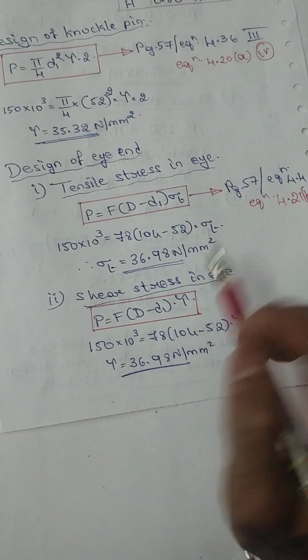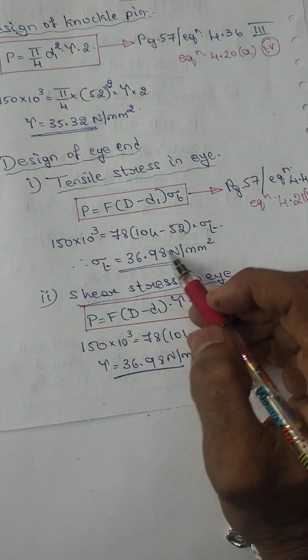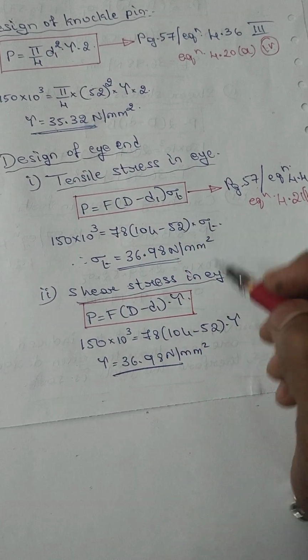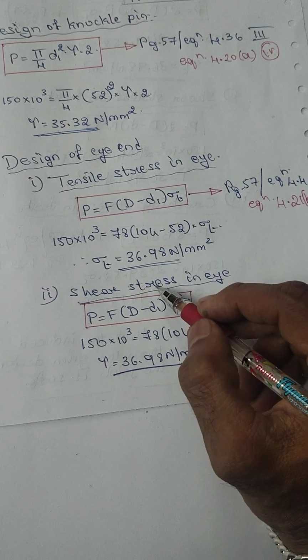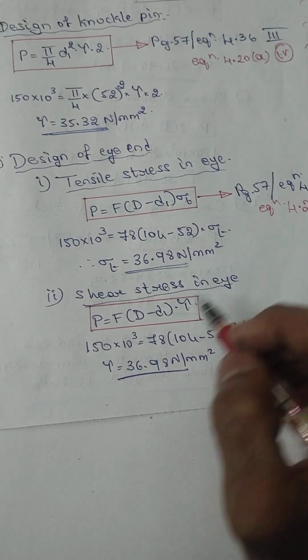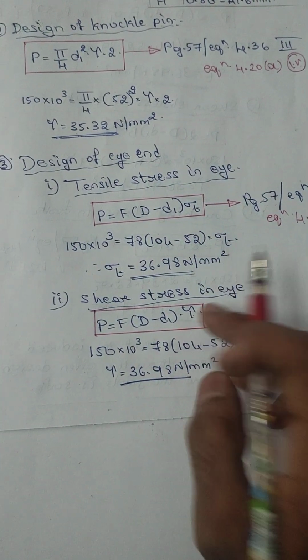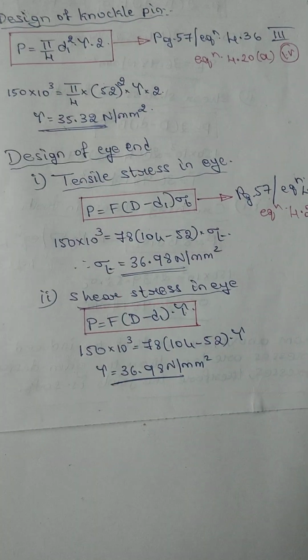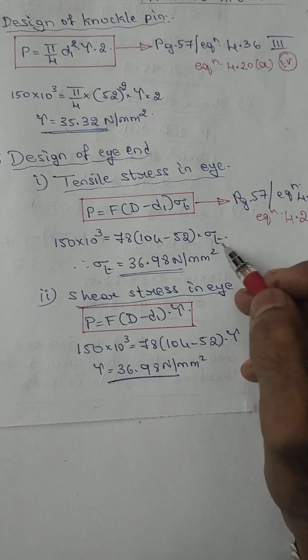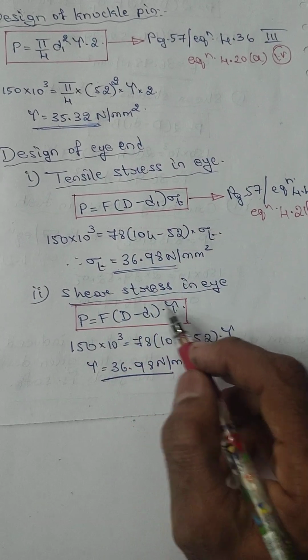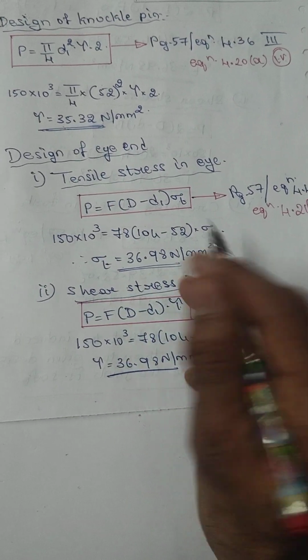For tensile and shear, the only difference is that sigma t has to be replaced by tau during the shear stress calculation. Everything else remains the same; you just replace it with tau. So you have to calculate sigma t, that is tensile here, and tau here, that is shear.